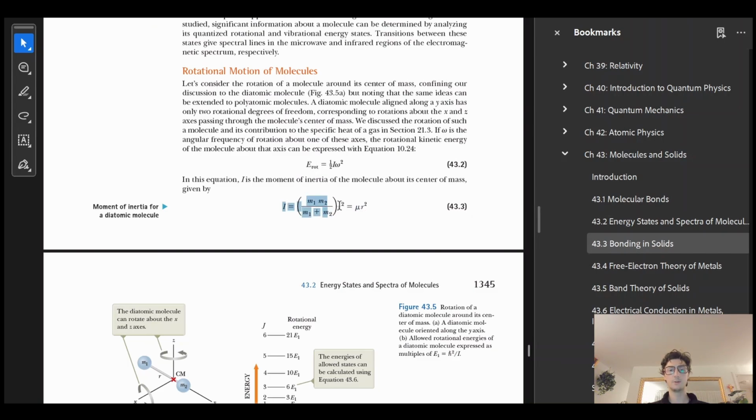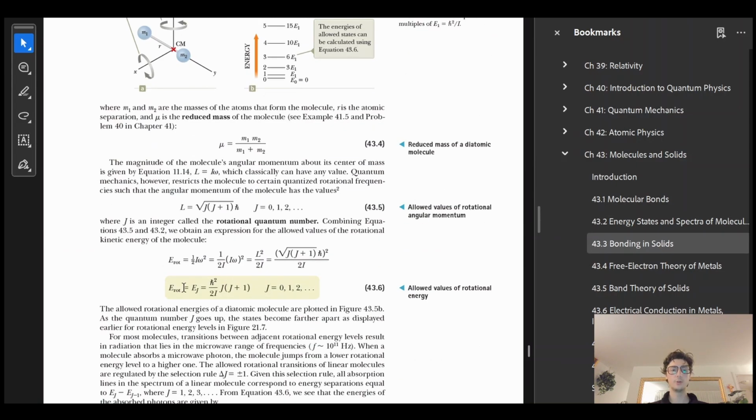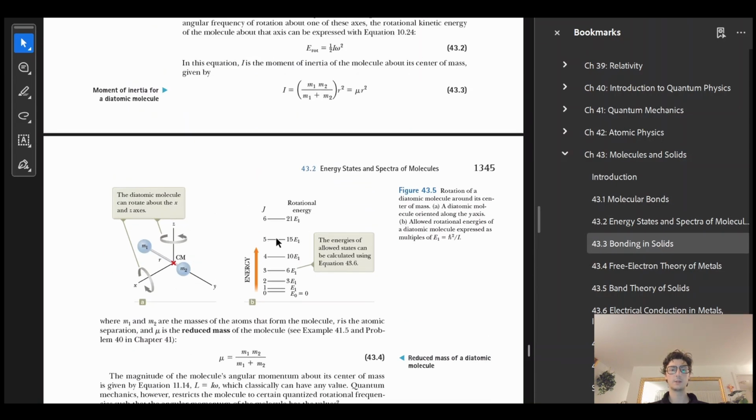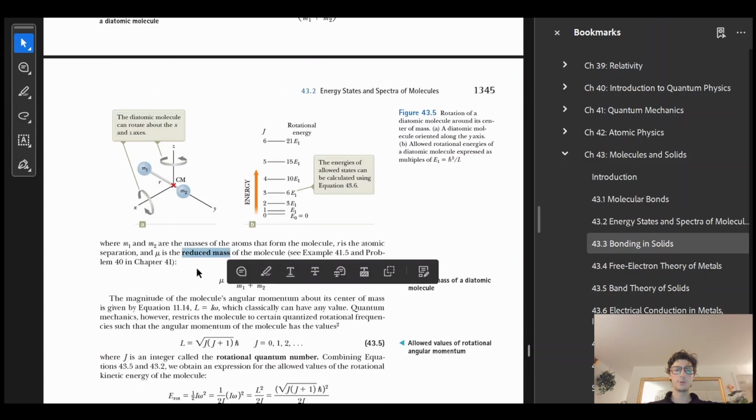So keep this in mind, because if you don't know this, you will not be able to use this equation over here. And again, take a look at this. This is how they discuss it here. They talk about it like these little energy levels, like we saw with the n quantum number. They talk about the reduced mass.